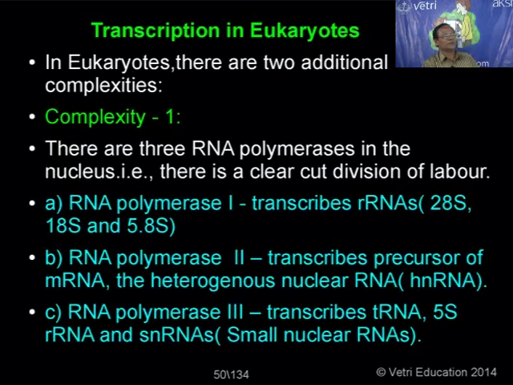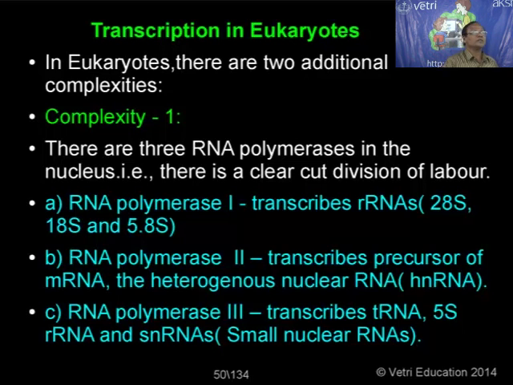Now, transcription in eukaryotes. In eukaryotes, there are two major complexities when compared to the prokaryotic cell. Complexity number one: in prokaryotes there is only one RNA polymerase, responsible for the synthesis of all three types of RNA: tRNA, mRNA, and rRNA. But in eukaryotic cells, there are three RNA polymerases, namely RNA polymerase 1, 2, and 3. And they are all essential for the synthesis of the three different types of RNA.